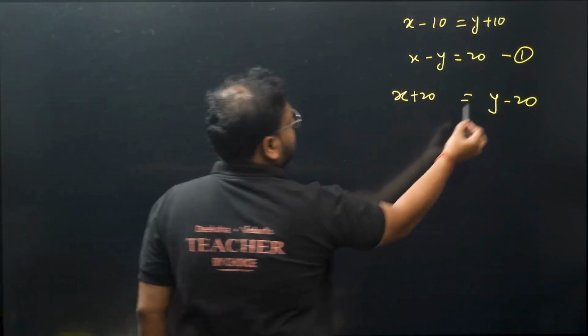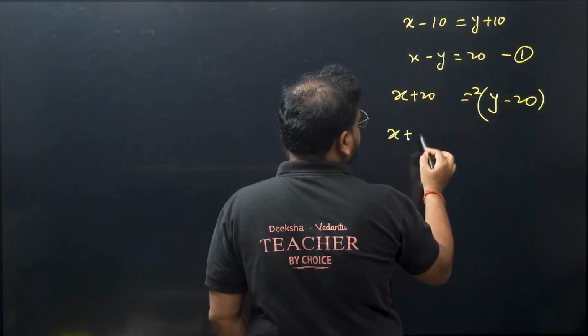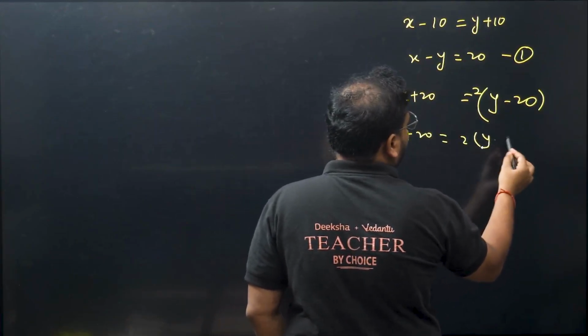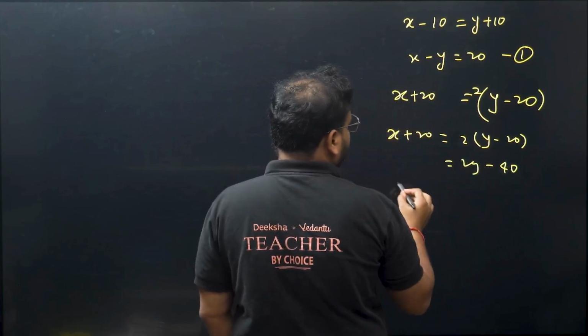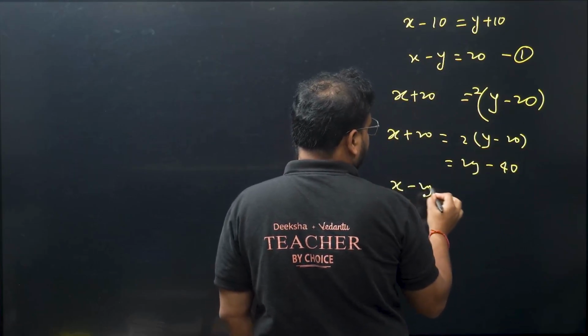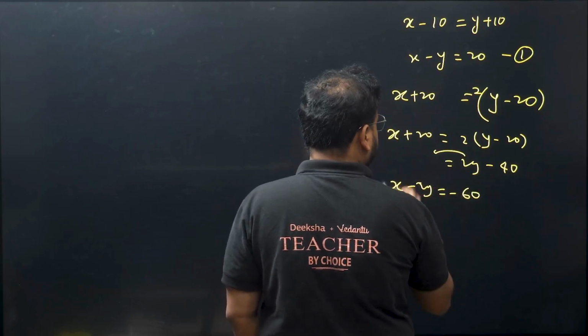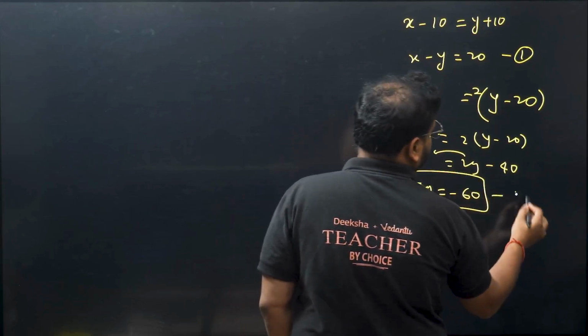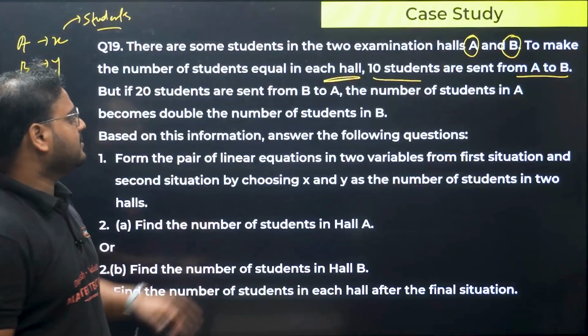This is A, this is B. This is double of this. Basically, X plus 20 is 2 times of Y minus 20. How much is that? 2Y minus 40. Check this out. It will become X minus 2Y. Bring on this side, becomes minus 60. I have the two equations now. What are they asking? Check the options.